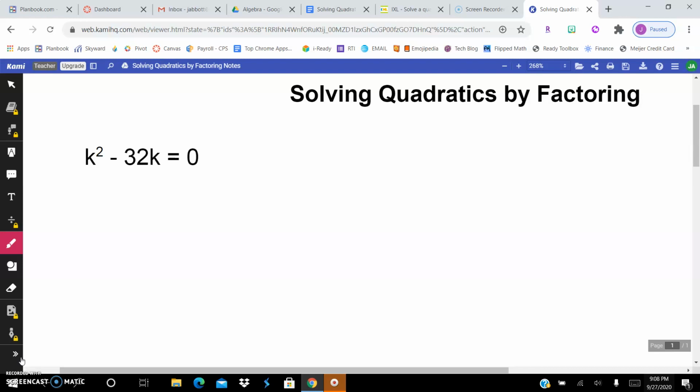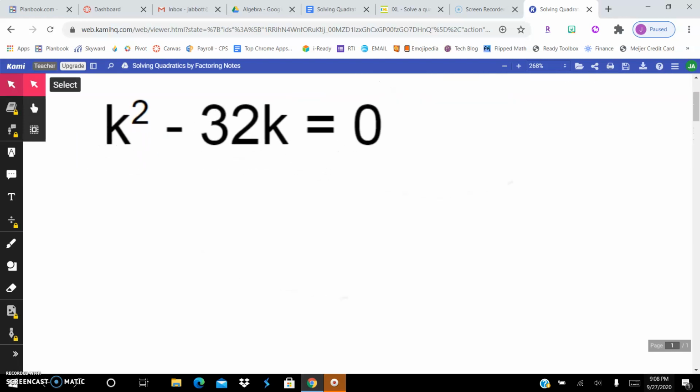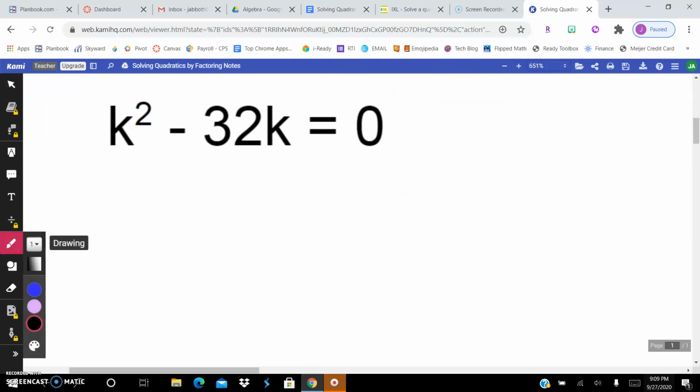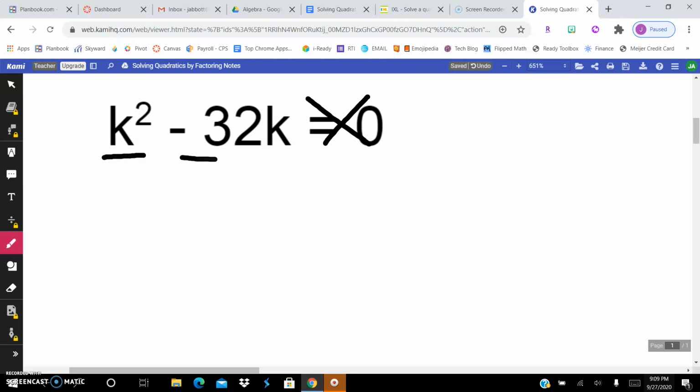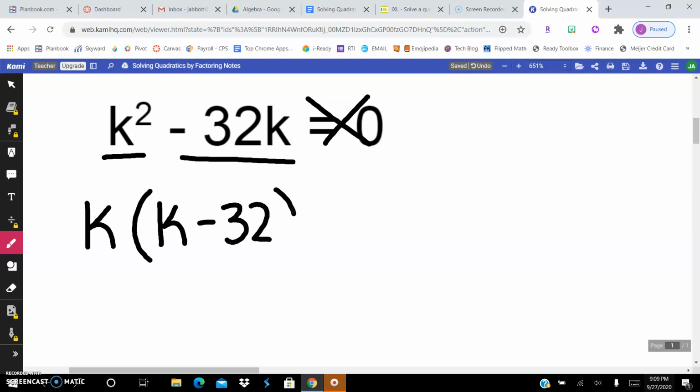So the first thing that you're going to want to do is just ignore the equals 0 part right now. As long as they're set up to equal 0, we are good to go. We don't have to do anything else with that. So we're going to kind of pretend it's not there for right now. Then we're going to look at k squared and negative 32k. Both of them include a k, so I'm going to take that k out. And then after I take a k out of k squared, I would have 1k left. And then I take a k out of the negative 32k, I would just have that minus 32 left.